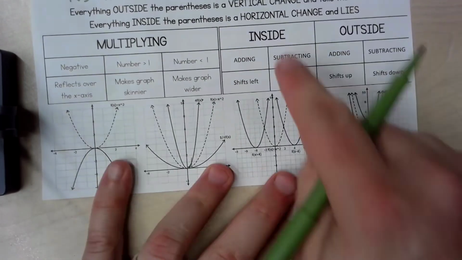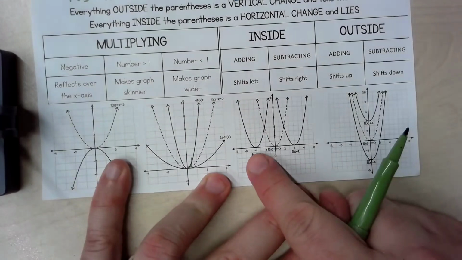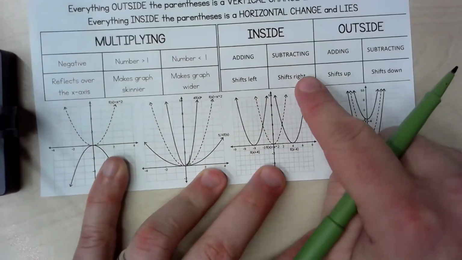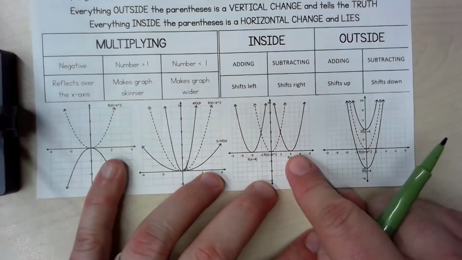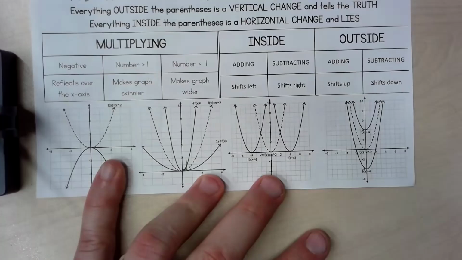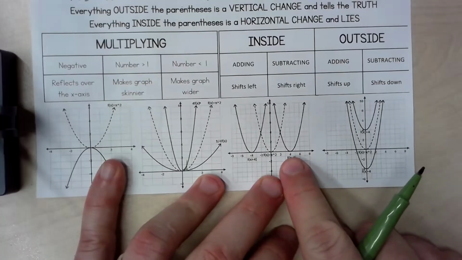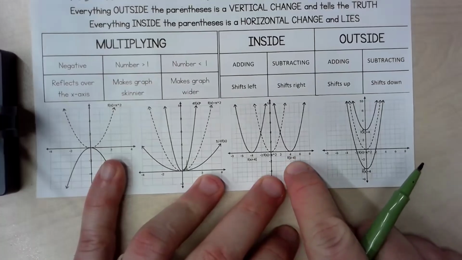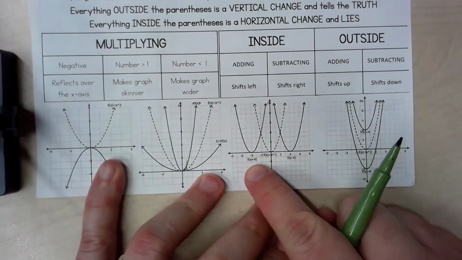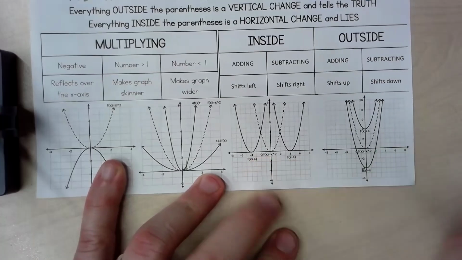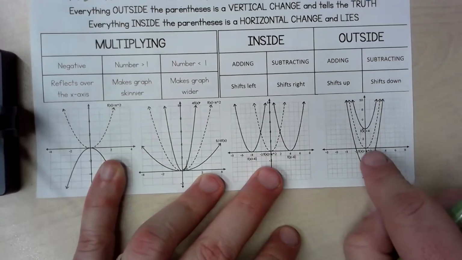All right. Adding on the inside makes it go left. Subtracting on the inside makes it go right, because the inside lies. It is the opposite of what I think. So it's that +4, but that actually means it's -4. This -4 means it's actually +4. So they're the opposite. Outside tells the truth.